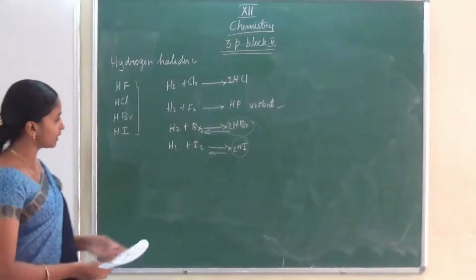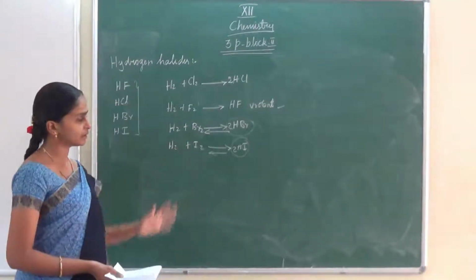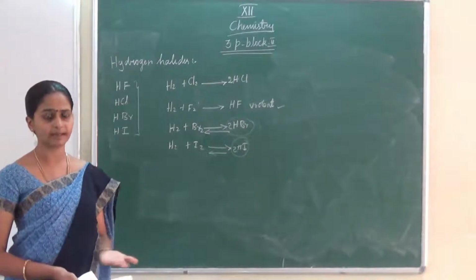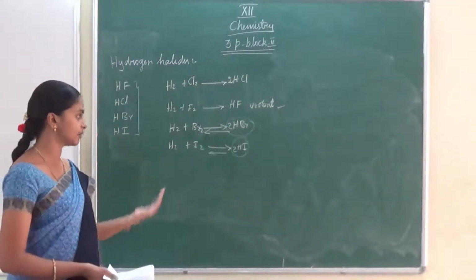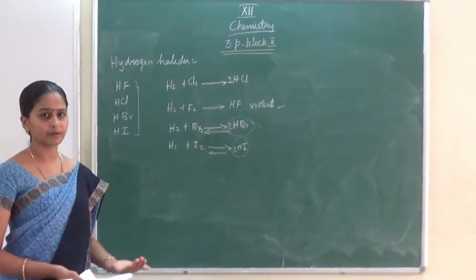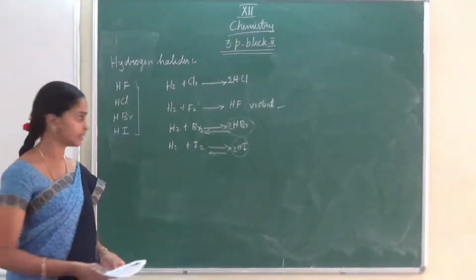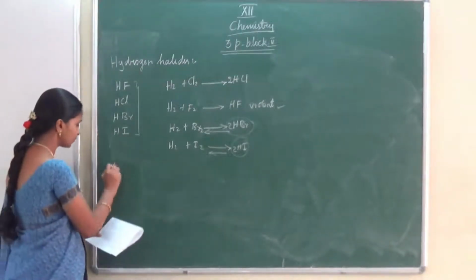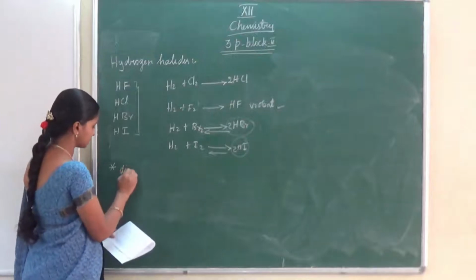Okay, the next one here. Now we are not able to prepare by direct combination. Then what are other methods to prepare these hydrogen halides, especially for bromine and iodine? Now we are going to see some other methods. The next method here, displacement reaction.